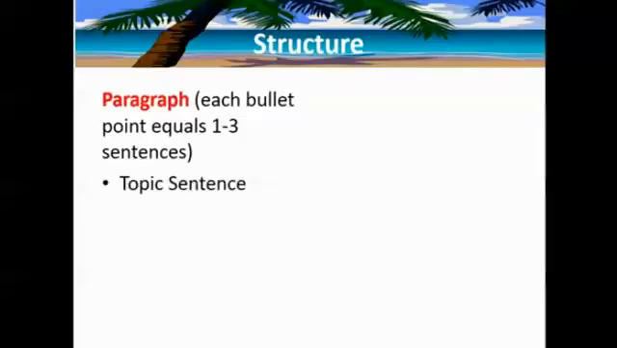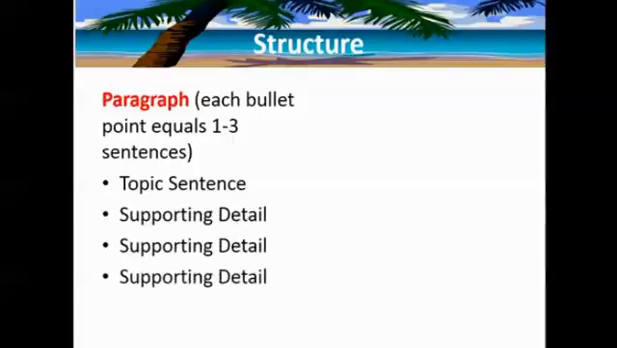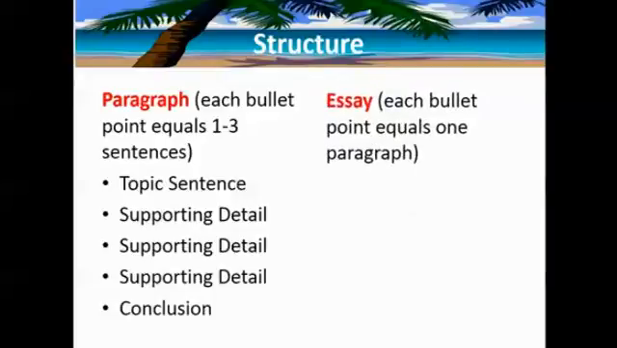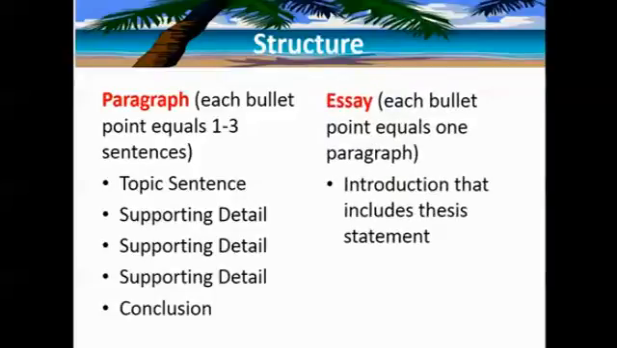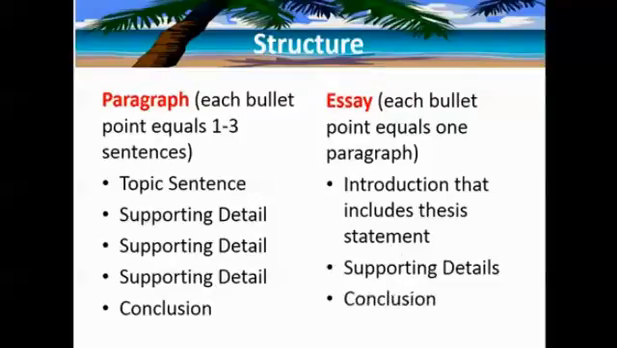In a paragraph, you're going to have a topic sentence, several supporting details, and a conclusion. Each one of these bullet points is going to be 1 to 3 sentences. In an essay, you're going to have an introduction that includes a thesis statement. You're going to have at least 3 paragraphs of supporting details, and you're going to have a concluding paragraph. Each one of these bullet points equals 1 paragraph.